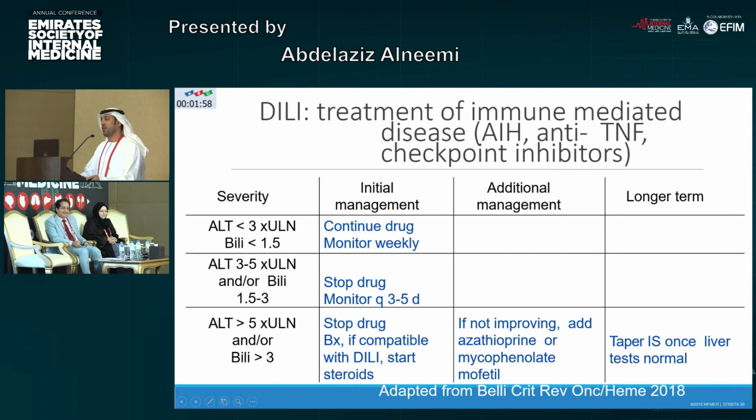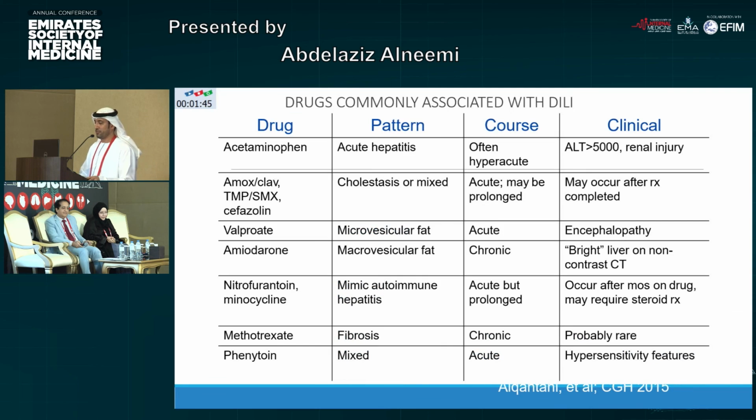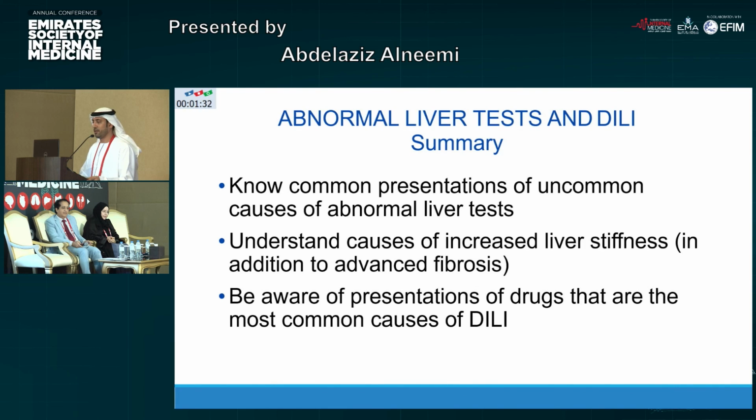So this is the pathway for how to treat these patients. If the ALT is less than 3 times normal, continue the drug. More than 3 to 5 times upper normal, you stop the drug, and more than 5, then you give steroids. And these are different types of drugs associated with DILI. You can see here ranging from acetaminophen to phenytoin, and what the pattern of ALT/AST looks like.